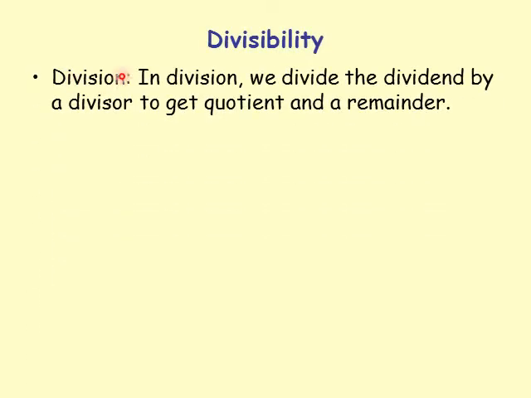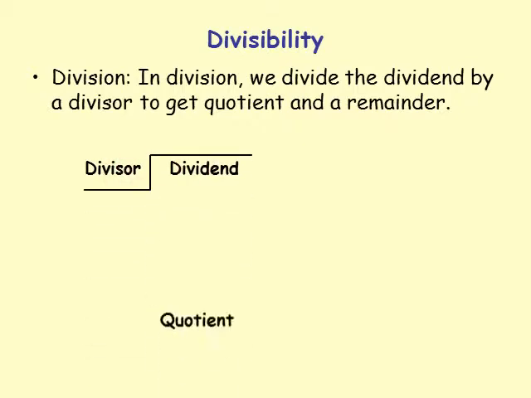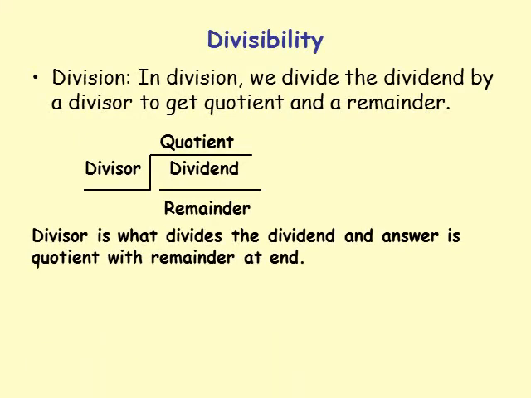Okay, in division we divide the dividend by a divisor to get a quotient and a remainder. Let's see how the problem looks. We have a dividend. We divide the dividend by the divisor to get a quotient and a remainder. The divisor is what divides the dividend, and the answer is the quotient with the remainder at the end.